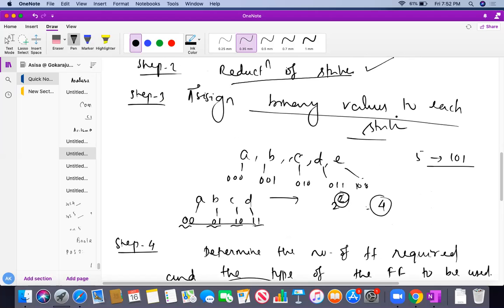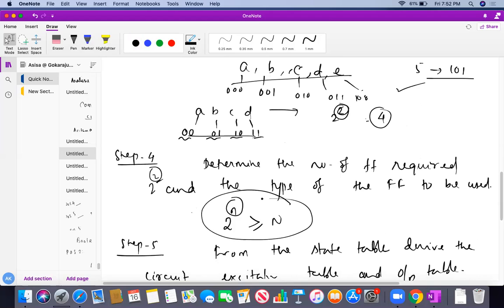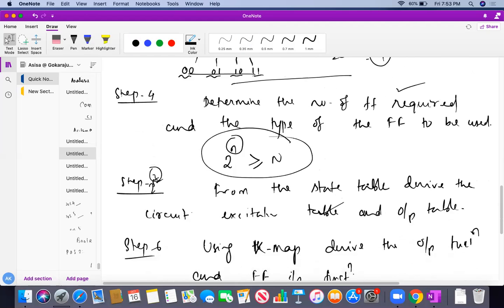Step 3, assign binary values to each state. If there are 4 states A, B, C, D, 4 states means 2 bits of binary values are required: 00, 01, 10, 11. You can assign it like this. Next, step 4, determine the number of flip-flops required and the type of flip-flop to be used using this particular formula, 2^n is greater than or equal to the number of states.